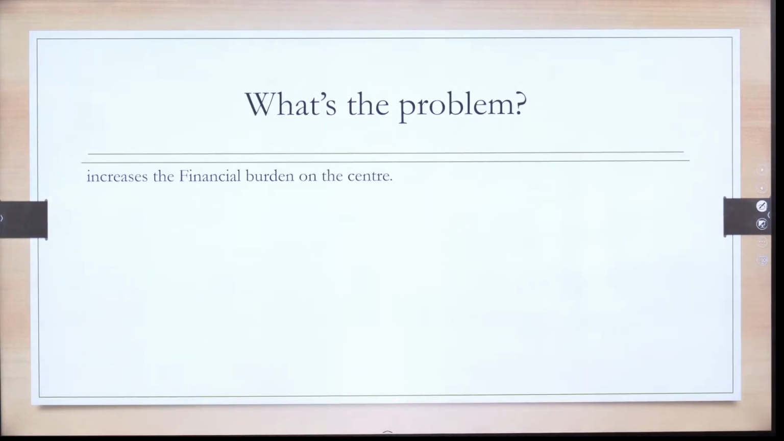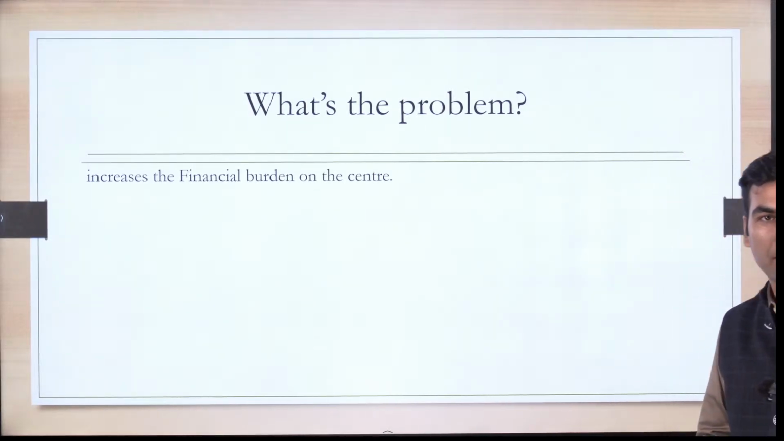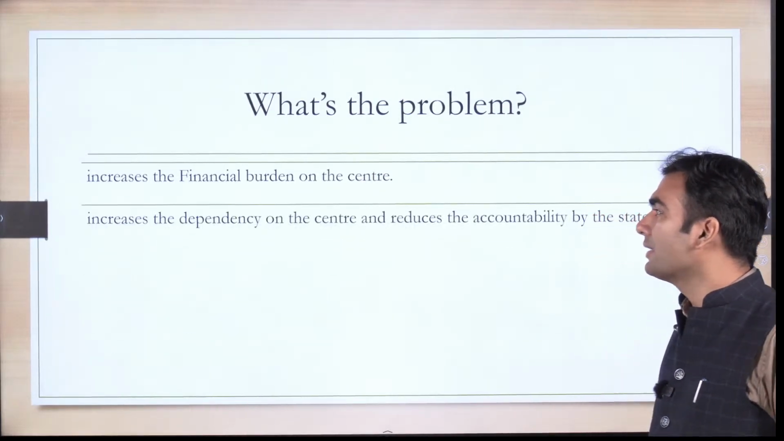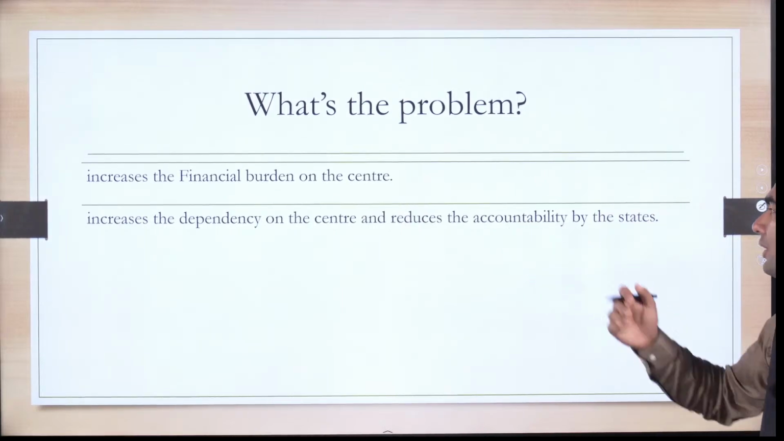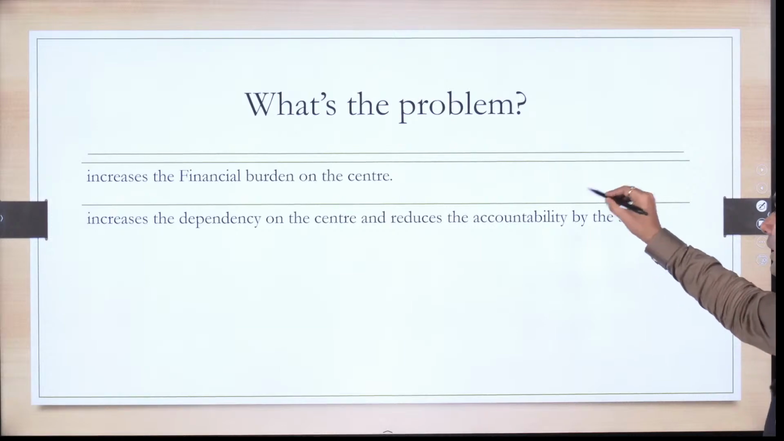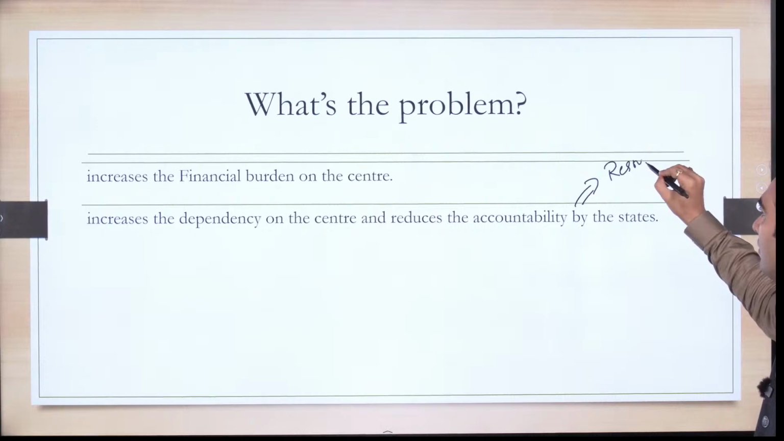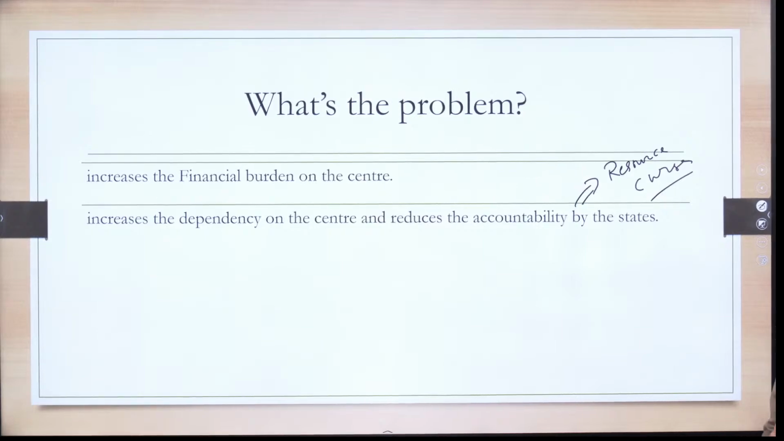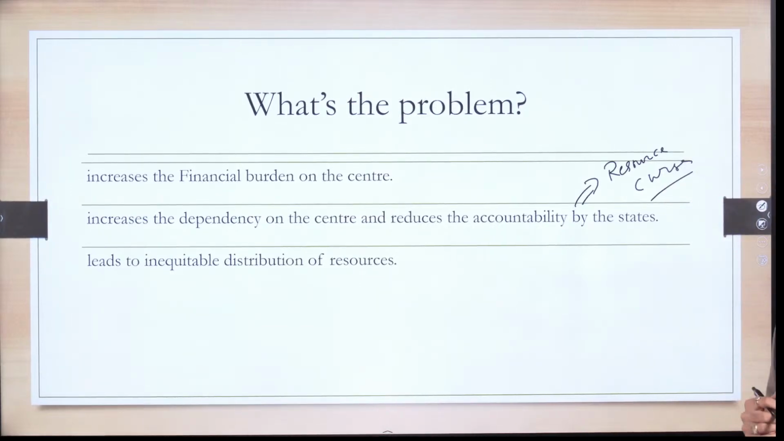What are the other problems? First is that it will increase the financial burden on the Center, sorry, on the Center, like when more states are given it. Second is again this Dutch disease. There would be dependency on the Center and reduced accountability. You can mention the resource curse. We can mention this resource curse point separately as well, that it's not that those states who have got special category status have got a lot of development.